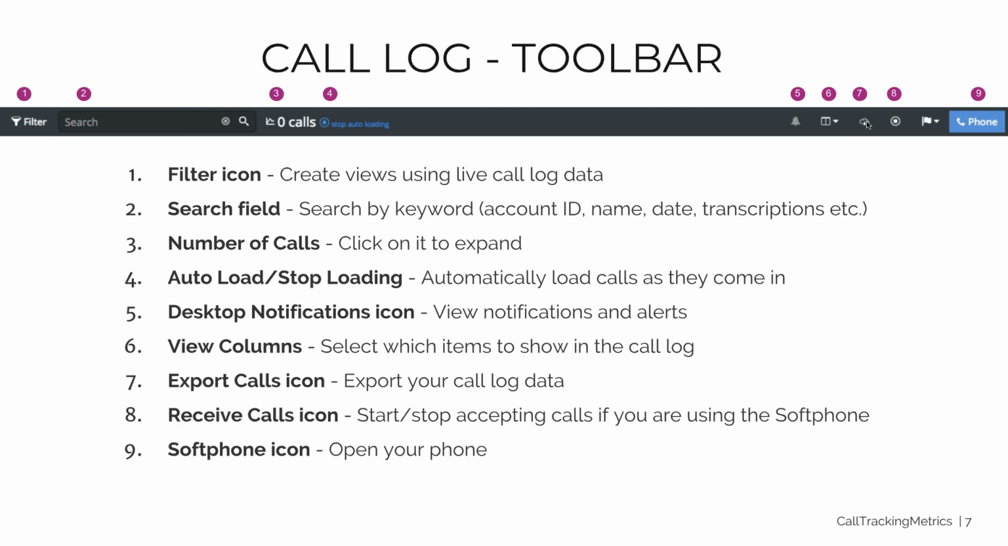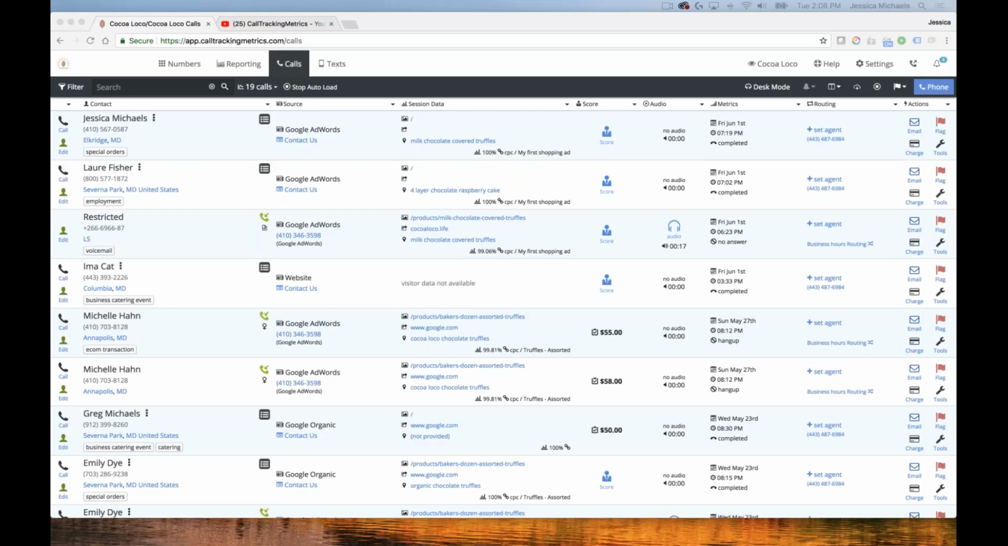If we click this, we can create an export, which is another item that we'll be covering today. And then number 8 here is our receive calls icon. We can start and stop accepting calls using our Softphone by hitting this button. Number 9 is our Softphone icon. If we clicked on this, it would pop out our Softphone. I'm going to quickly switch into a live screen so that we can see this in action.